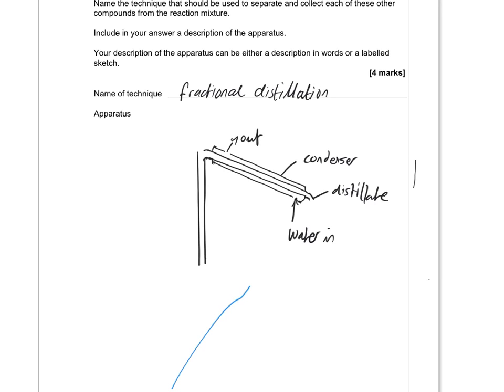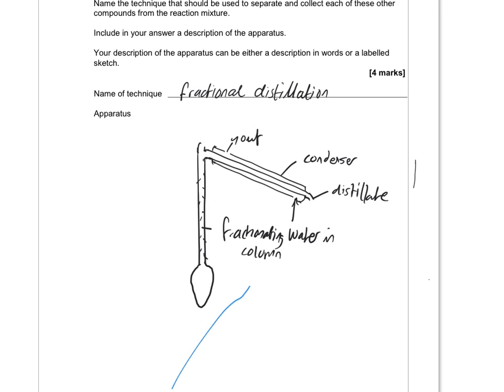And at the bottom of the long tube is the vessel that contains your mixture of liquids of different boiling points. So that's called your fractionating column. And usually it's got little bumps on it to increase the surface area.